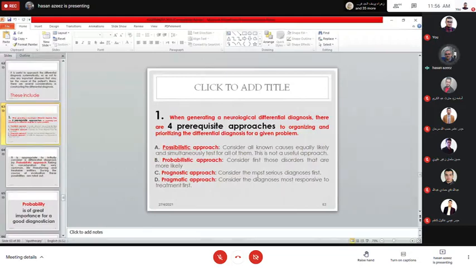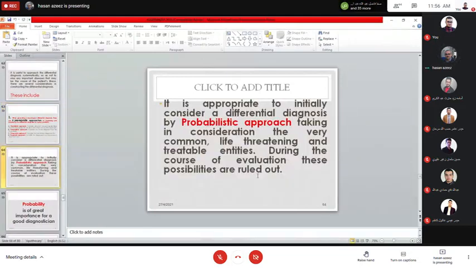Prerequisite. I prefer, and most of the physicians prefer, that it is appropriate initially to consider the differential by the probabilistic approach, taking into consideration very common life-threatening treatable entities. During the course of evaluation, this possibility is ruled out. I put the most probable one first, and put the most serious and treatable later on to exclude those possibilities. Do not forget this possibility.